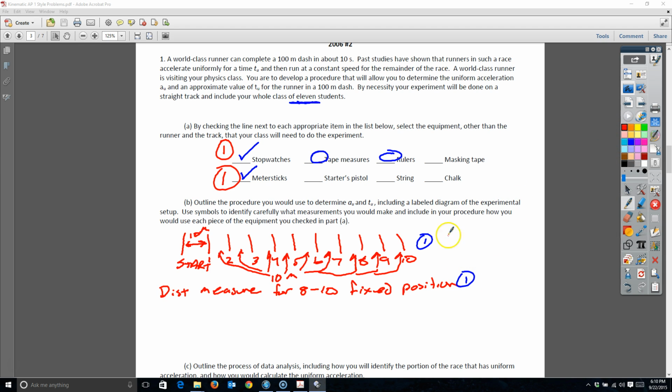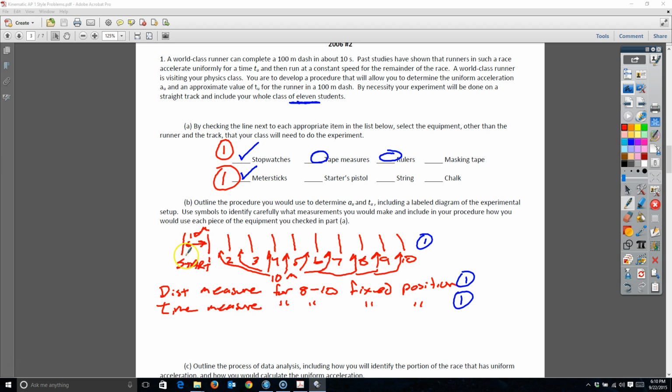The next thing that I need here is to make sure I have time measurements for 8 to 10 fixed positions. So we need both of those in order to figure out what's going on here and get our acceleration. The next thing that you're going to need is an experimental technique.